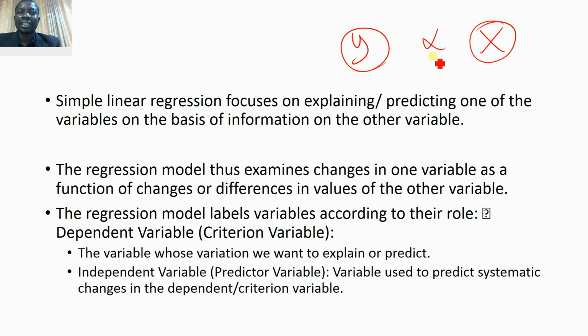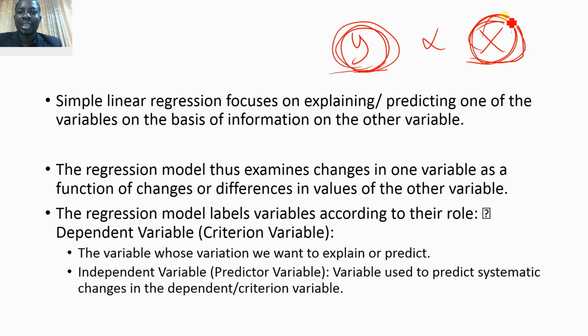So normally, in that case, we will call the y the dependent variable and we call the x the independent variable. So the regression model labels variables according to their role. We have the dependent variable, that's the variable whose variation we want to explain or predict. So if you want to predict y, y becomes the dependent variable. And the independent variable is the variable used to predict systematic change in the dependent variable. So we are looking at if x changes, what will happen to y?